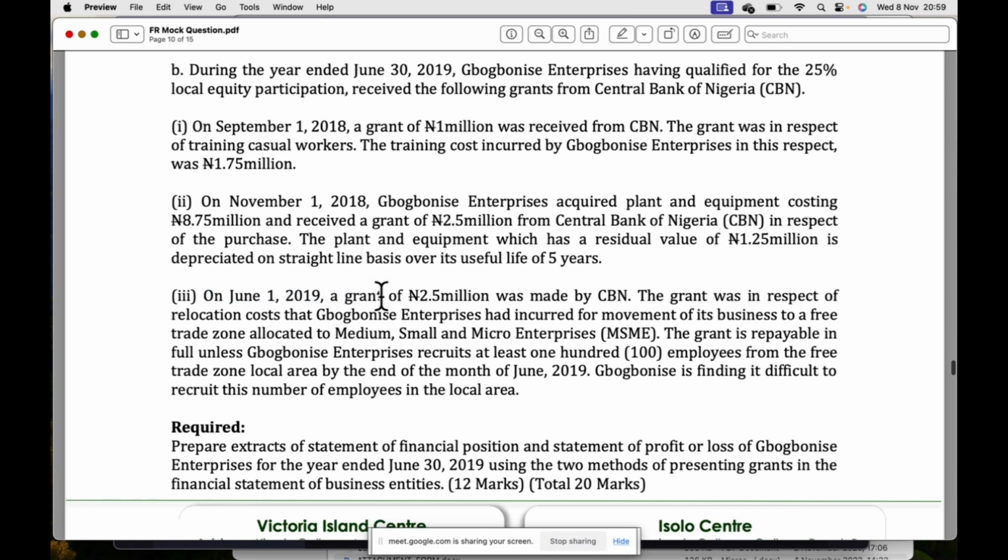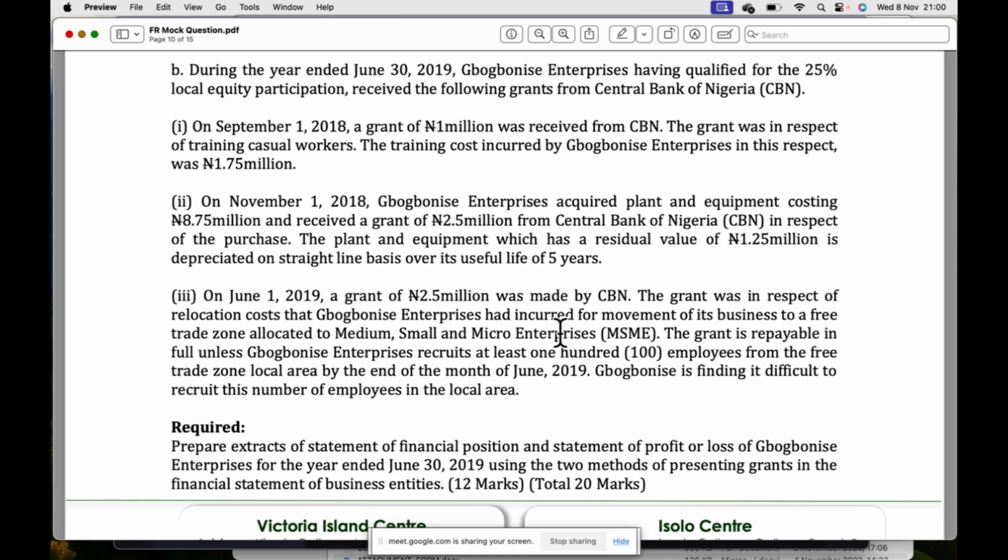June 1st, 2019, a grant of 2.5 million was made by CBN. Okay. The grant was in respect of relocation costs that Gbogbo Nishi Enterprises had incurred for movement of its business to a free trade zone allocated to MSMEs, medium, small, and micro enterprises. The grant is repayable in full unless Gbogbo Nishi Enterprises recruits at least 100 employees. Okay, this is the condition attached to the grant.